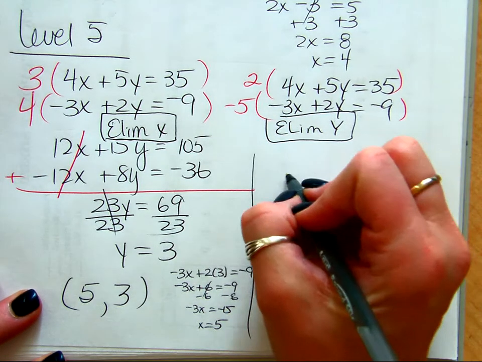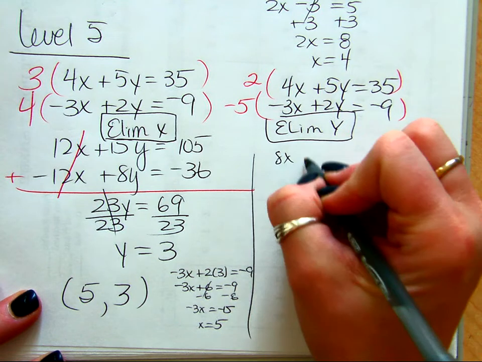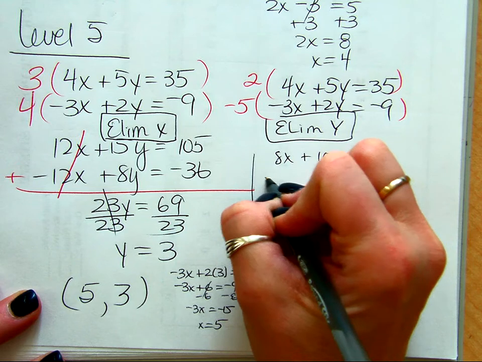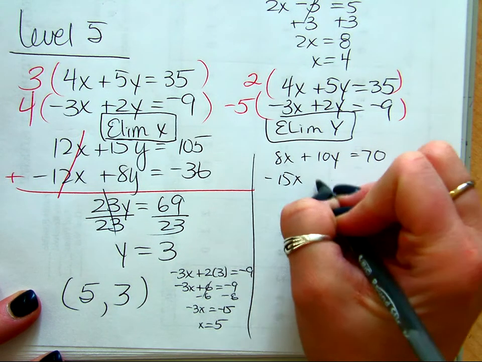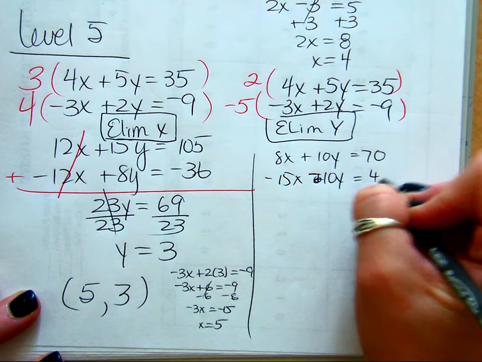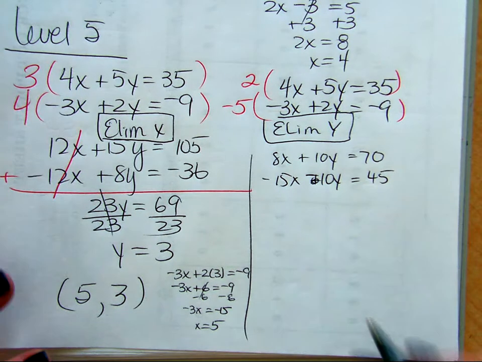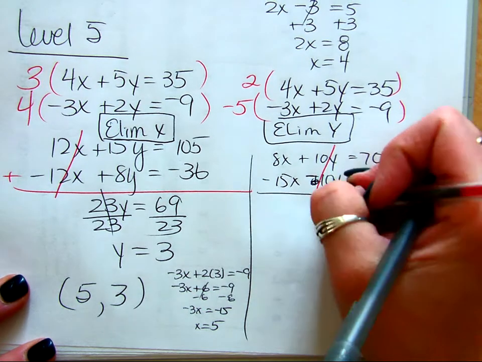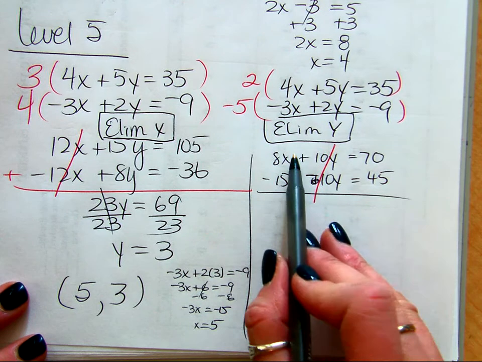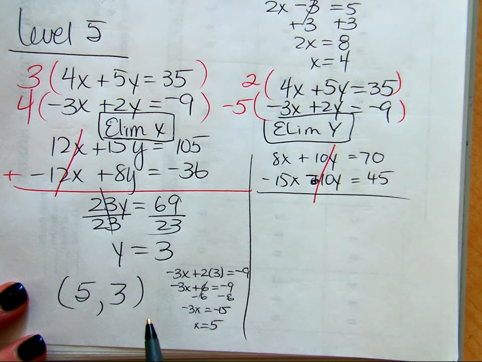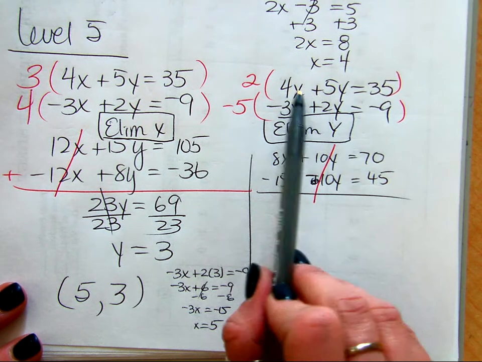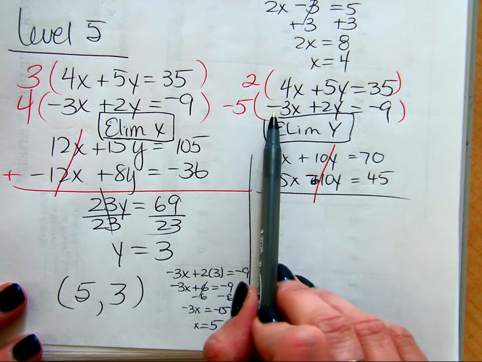You're going to get 8x plus 10y equals 70. Then you're going to get negative 15x minus 10y equals positive 45. And then those are gone like you wanted them to be. Sorry, that should also be, yeah, that's all positive and that's all negative. That's right? Yeah, because it's not matching up to my answer key here. That's good. Okay, so then what's that going to give you?